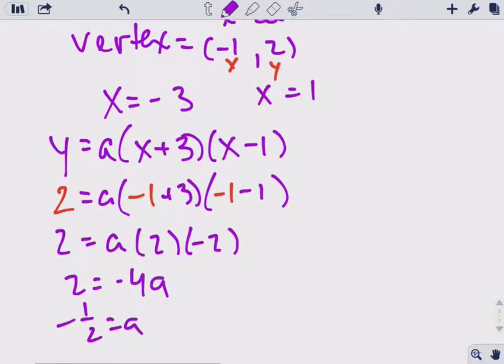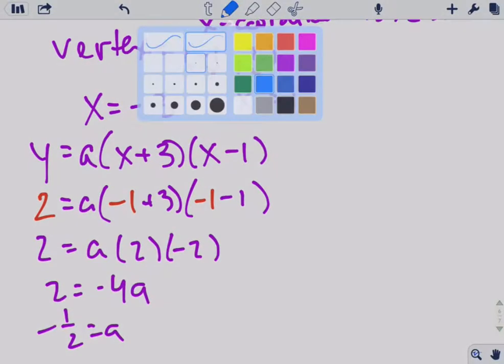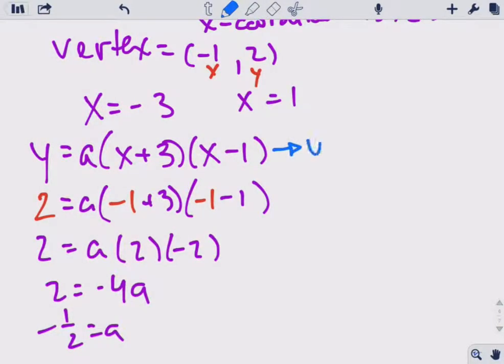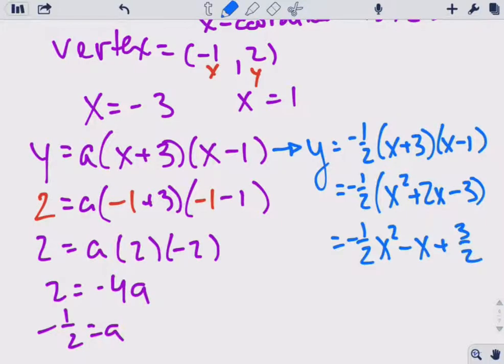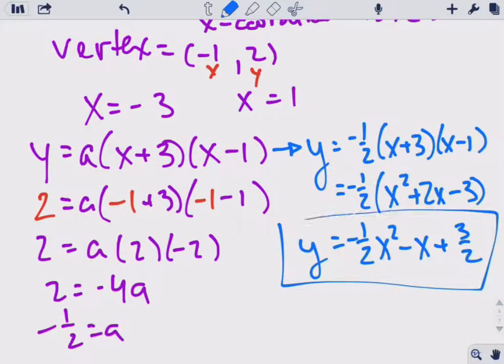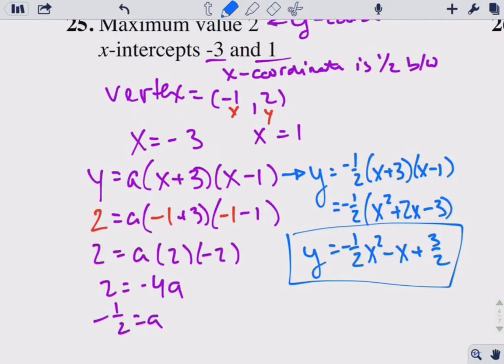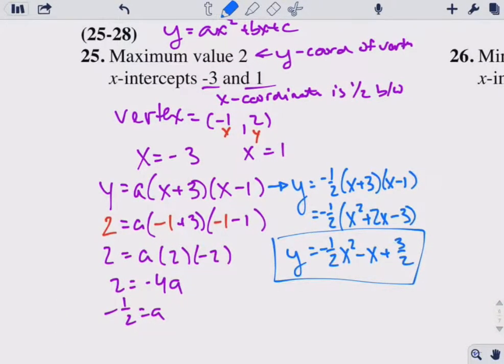Okay, so come over here. Take that piece right there and say y is equal to negative 1 half times x plus 3 times x minus 1. FOIL: x squared plus 2x minus 3. Negative 1 half x squared minus x plus 3 halves is y. And that's your answer.